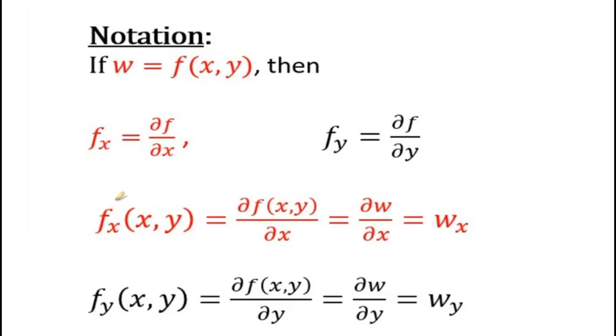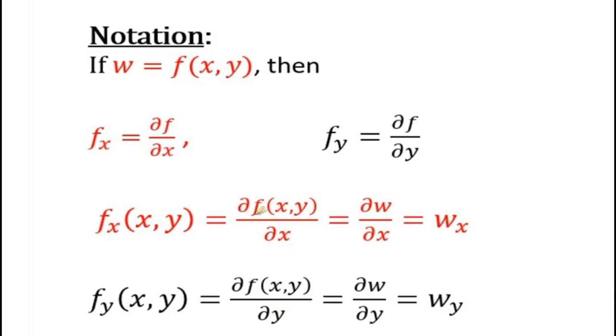Similarly, we can read the first derivative with respect to x, fx, is equal to partial f by partial x, is equal to partial w by partial x, because w is equal to f(x,y), which is equal to wx. Similarly, the first derivative with respect to y can be read as fy, which is equal to partial f by partial y, which is equal to partial w by partial y, and which is equal to wy.